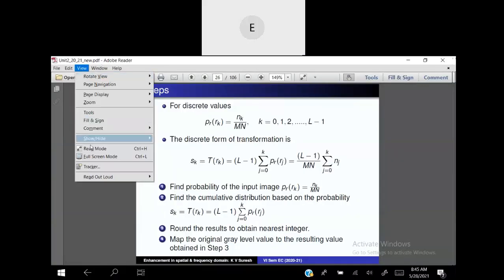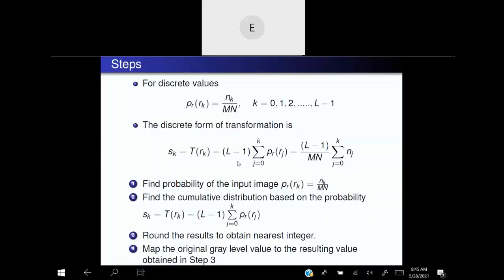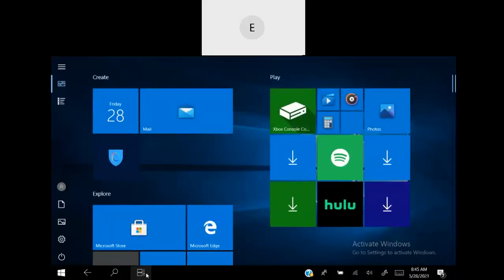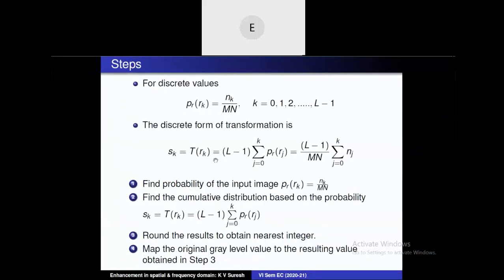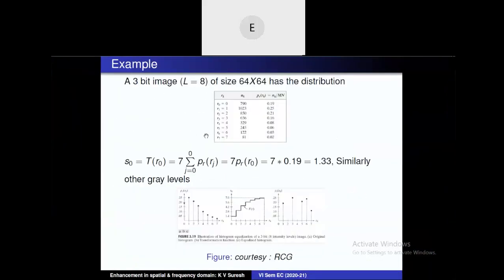Okay, so on the screen you have another problem. Here, this is again a 3-bit image. I'll not completely solve it. I'll leave it to you because the slides will be available to you later. But the steps are the same. I have just explained it.